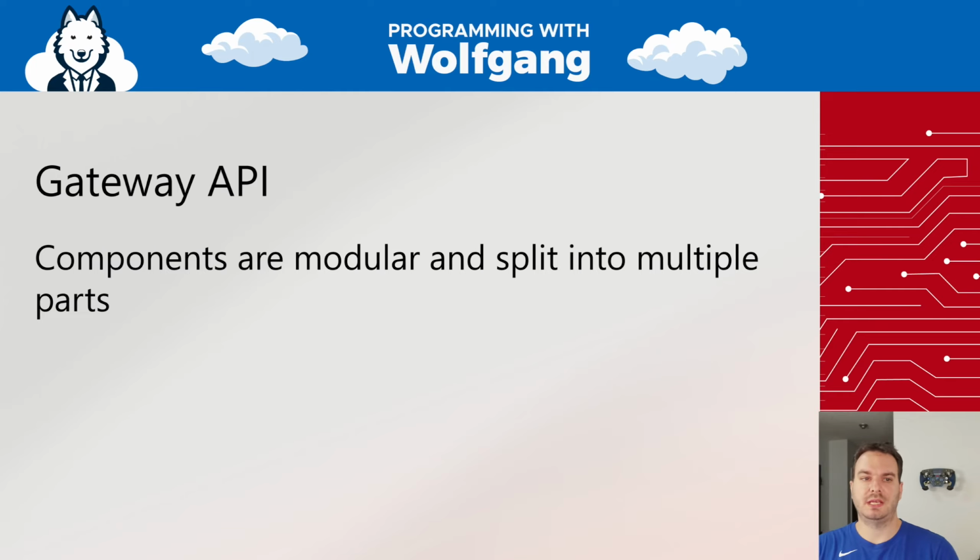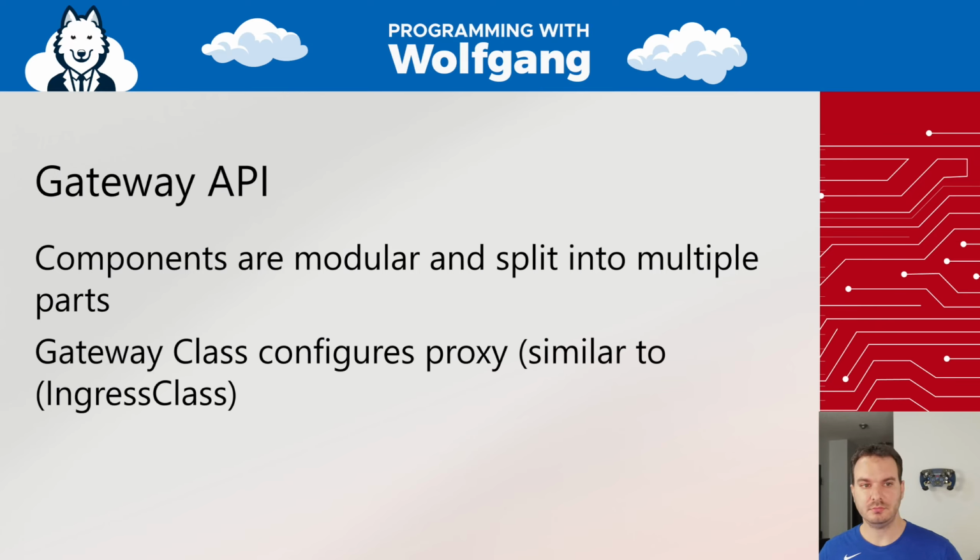All right, let's talk about the Gateway API. As I said before, one downside with Ingress is that everything is in one place. A big advantage of the Gateway API is that the components are modular and they're split into multiple parts. So we can use whatever part we want or need, and it makes it easier to configure many small files over one gigantic one.